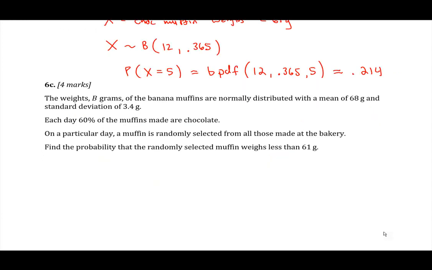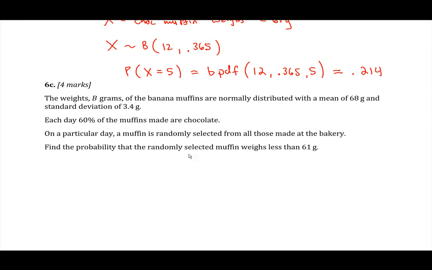All right, so let's take a look at part C. The weights, capital B grams, of banana muffins are normally distributed with a mean of 68 and a standard deviation of 3.4. Each day 60% of the muffins made are chocolate. On a particular day, a muffin is randomly selected from all those made at the bakery. Find the probability that the randomly selected muffin weighs less than 61 grams.